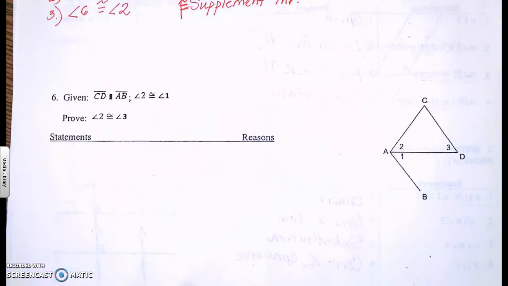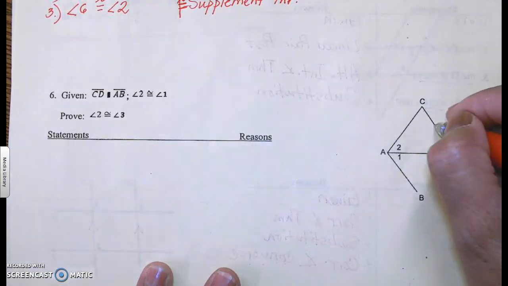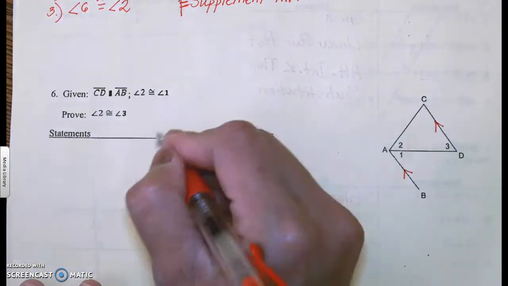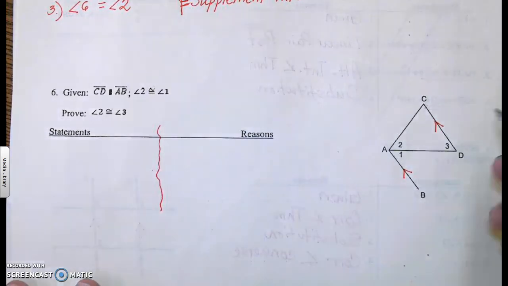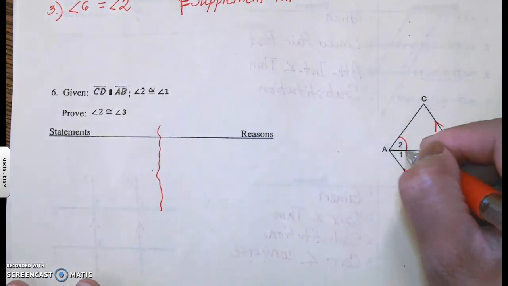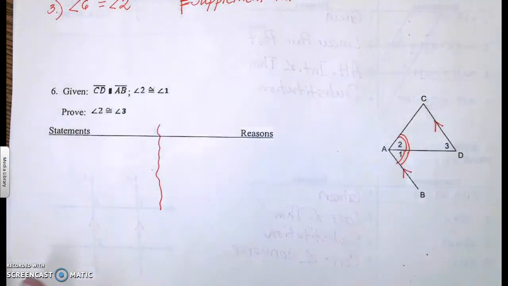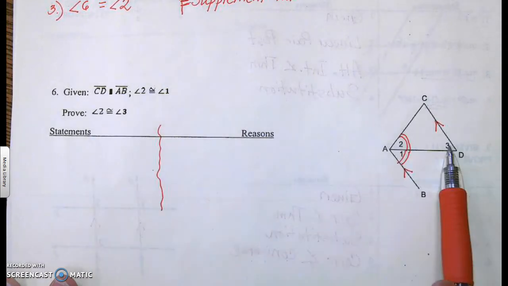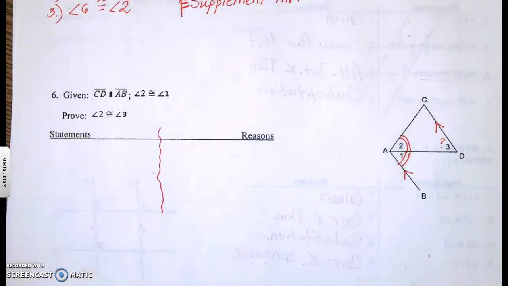So let's go ahead and try this last and final example. Segment CD is parallel to segment AB. Okay. And then angle 2 is congruent to angle 1. So you're establishing that these two are congruent. Let me just make the mark. And so you wanted to prove that angle 2 is also congruent to angle 3.